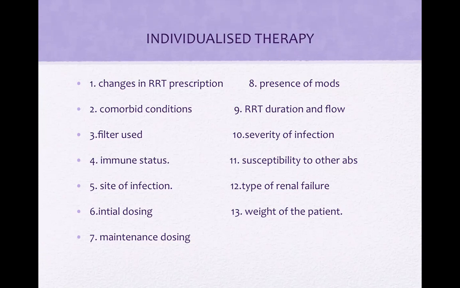If there is residual renal function or preserved diuresis, probably we need to give a higher dose of the drug. Second is the comorbids of the patient. If the patient is having ascites, or if you're dealing with a pregnant patient, or a patient with extreme degree of burns, where there is third spacing, we most of the times tend to underdose these patients.